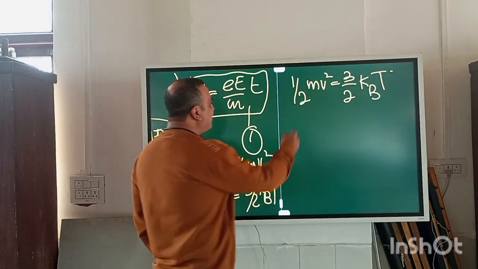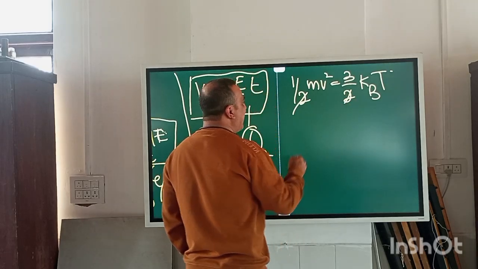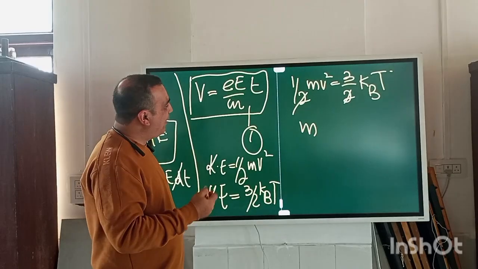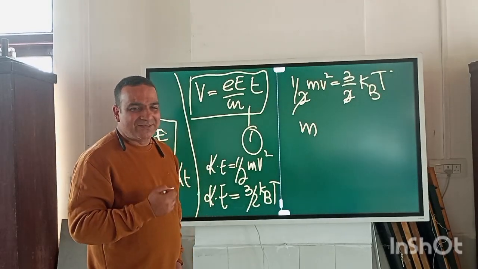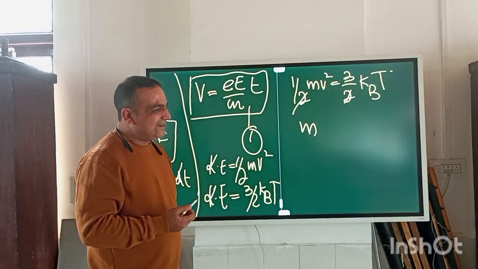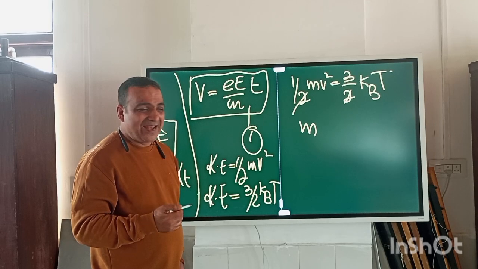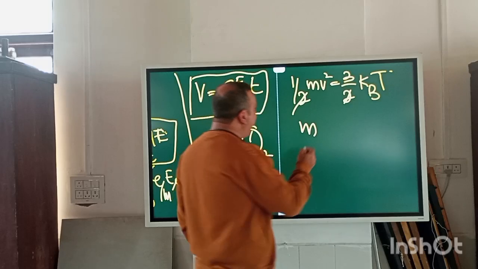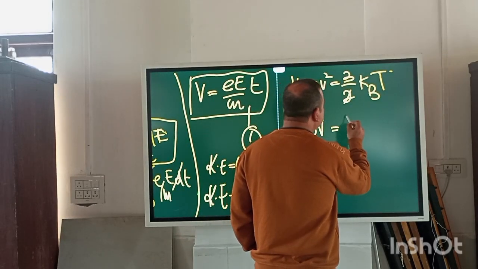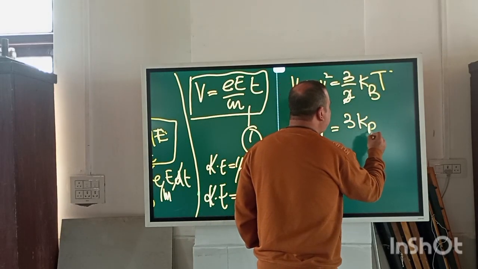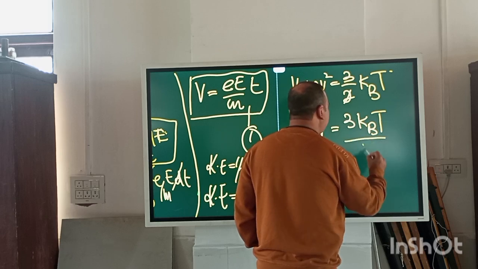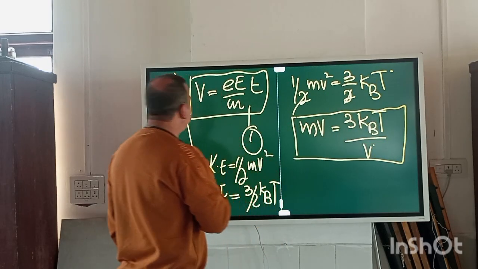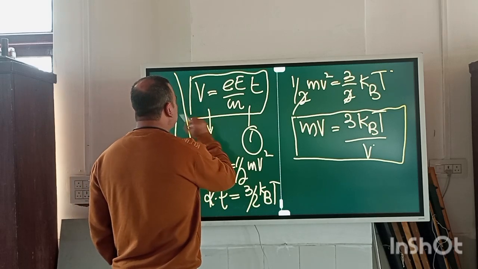So here we can see that this 2 and 2 will cancel, and I can think of writing, to make my calculation simple, because what I want is to obtain some results, the results that are experimentally taken, and I can compare those results with the assumptions of the Drude model. So mv, I can write as 3 kBT divided by v. I can do this thing, okay? So this is my mv, and this, keep in mind, is v.